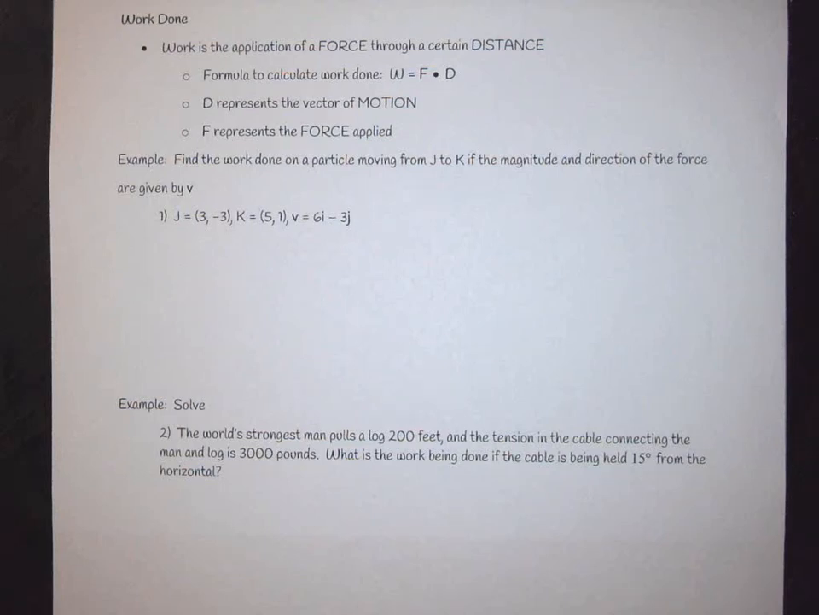In this short mini video, we are going to look at two examples where we are calculating the work that's being done, meaning the application of force being applied through a certain distance using vectors. So there's a few things that we need to keep in mind. First, our formula is going to be that work is equal to force dot product with distance.